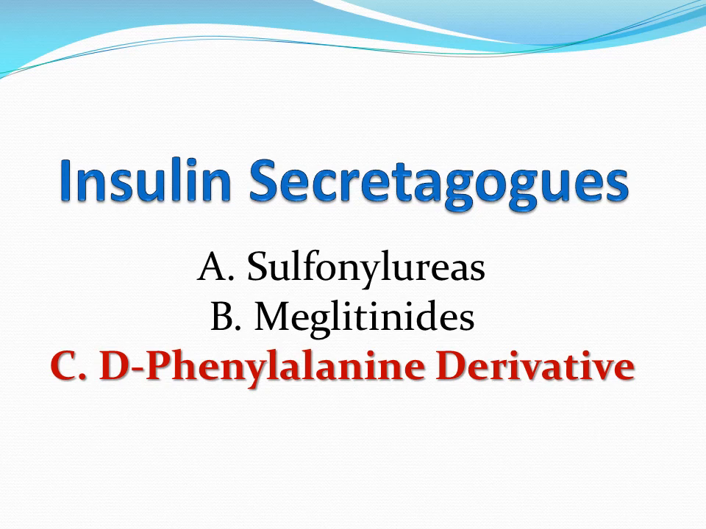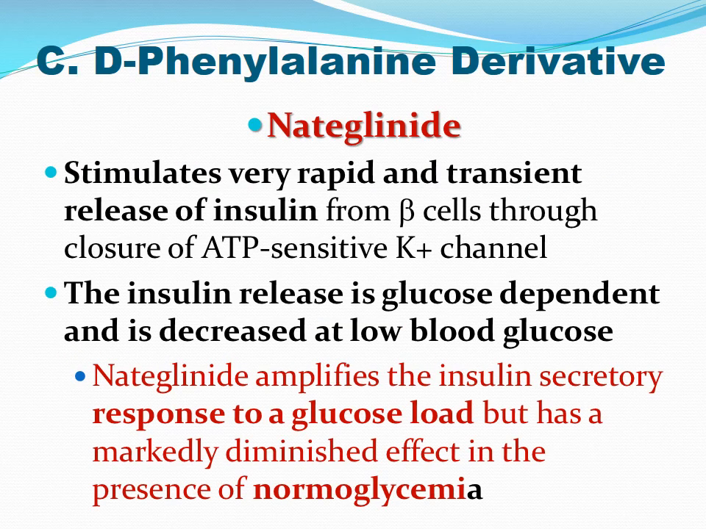The third group is the phenylalanine derivatives, which include nateglinide. Nateglinide acts by the same mechanism as sulfonylureas. They cause very rapid and transient release of insulin from beta cells through closure of ATP-sensitive potassium channels. The insulin release is glucose dependent and is decreased at low blood glucose levels.